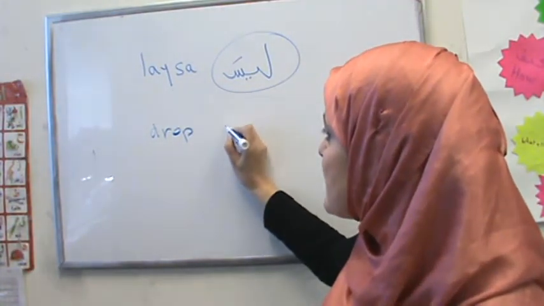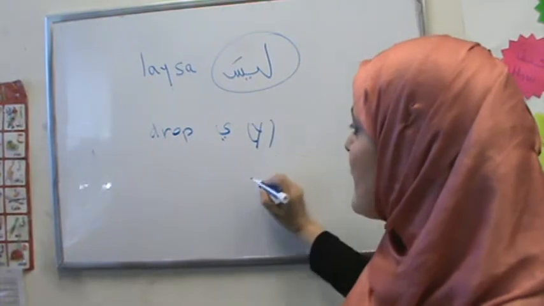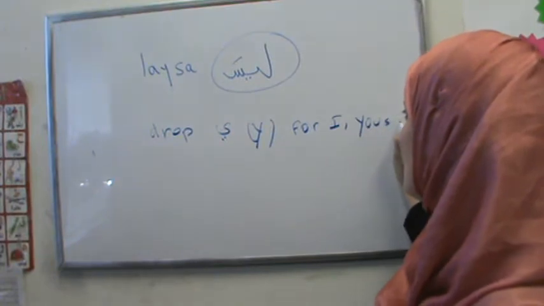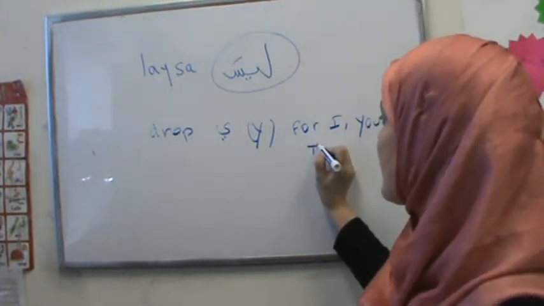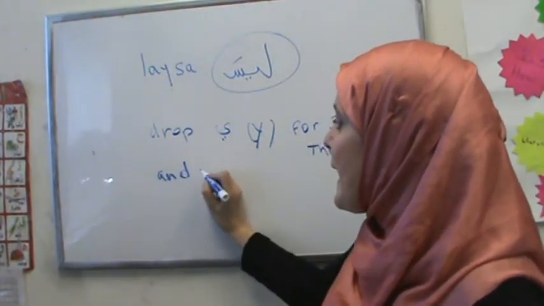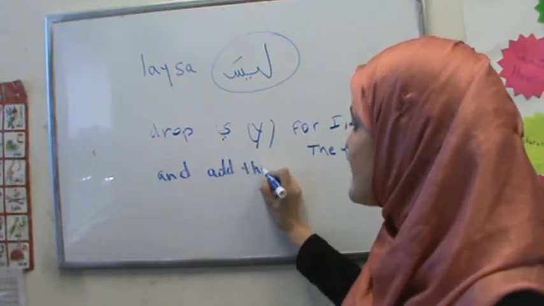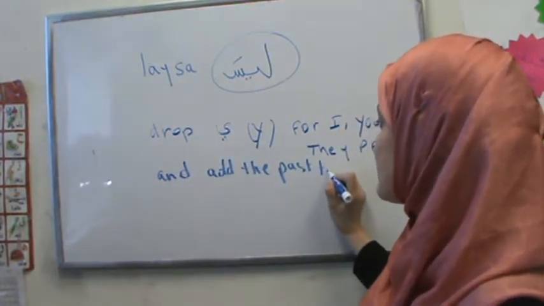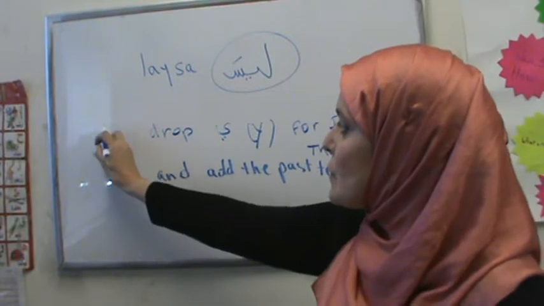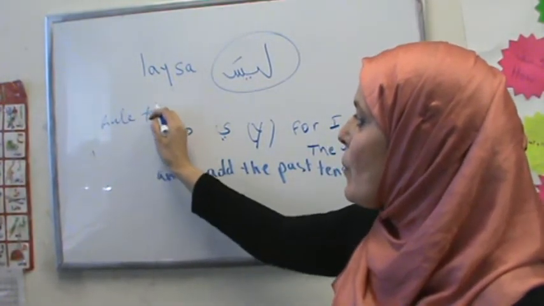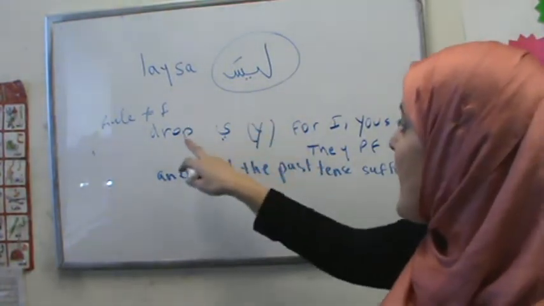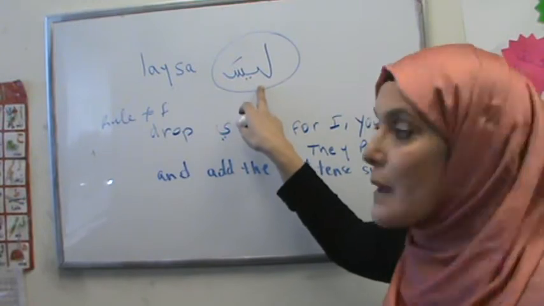So I drop the ya for I, we, all the yous, and they, plural, female, and add the past tense suffix. Okay, this is rule number one. So this is laysa, and I drop the ya.